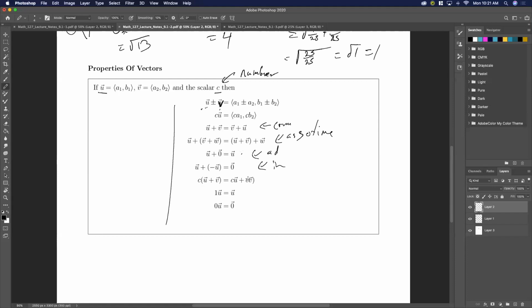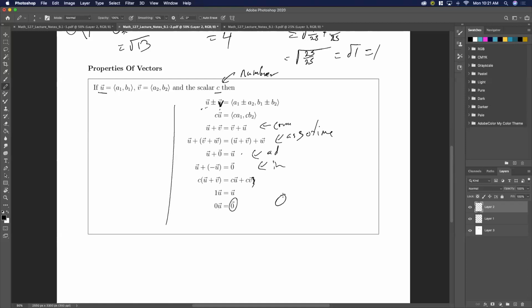Here, if I have this, I need to get rid of that. Here, if I have c times this, I can distribute it in. This is your distributive property. This is the multiplicative identity, and this is the 0 property. And here I have the 0 vector.